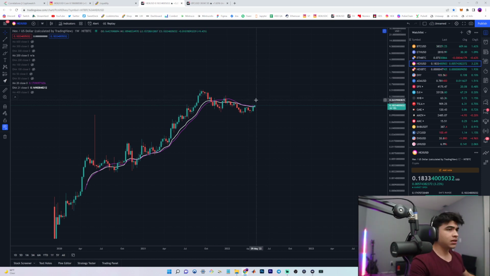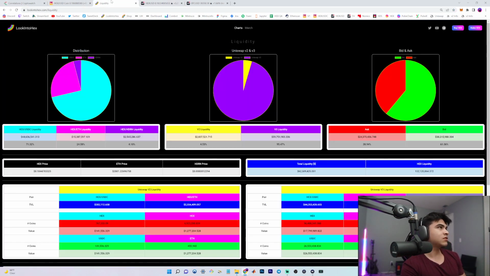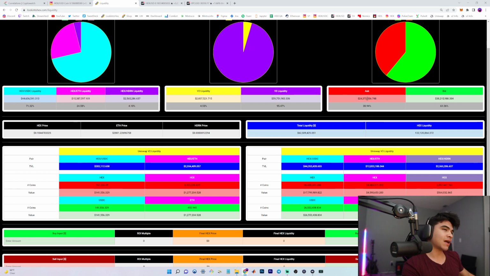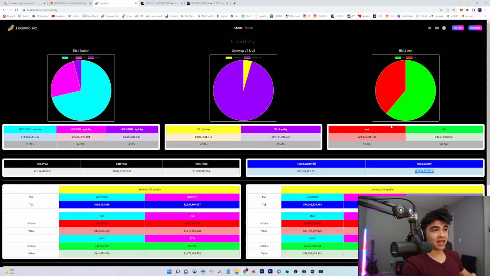Any other updates? The LookIntoHex risk metric is also a live TradingView indicator. I tweeted about it on LookIntoHex. Check out LookIntoHex Twitter. That's pretty much it. The liquidity dashboard is being redesigned to be a little easier on the eyes, but that's another bullish indicator, right? We have $38 million bid side liquidity, which is much greater than the ask side liquidity currently, meaning there isn't that much HEX for sale, specifically about 130 million HEX for sale. And it gets more expensive as people buy it up, obviously.